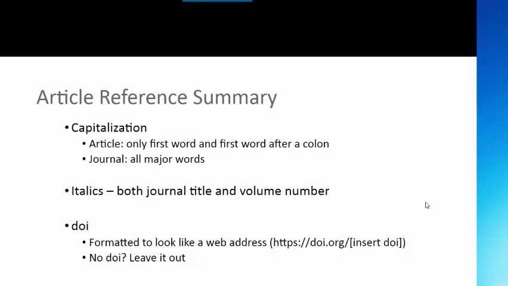Italics. The journal title and the volume number are in italics. People frequently forget to italicize the volume number. No italics for issue number or page numbers, though. And finally, DOI. Most articles in scholarly journals will have a DOI. Remember to put the DOI in the format of a web address, and if you can't find a DOI, leave it out entirely.